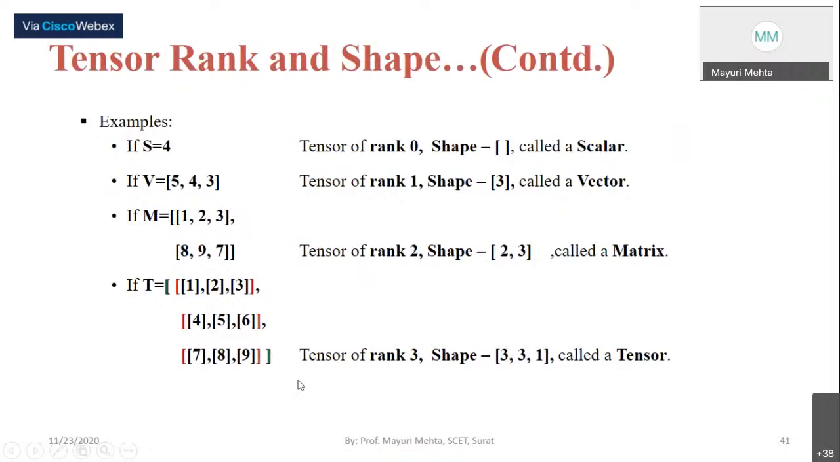This is a 3-dimensional array, so rank is 3. The green color represents the outer dimension. There are 3 elements in the outer dimension, enclosed by the red bracket, so it is 3. In the red bracket, which is the second dimension, there are 3 elements, so that is 3. The black represents the third dimension, and in that, 1 element is there. So 3, 3, 1 is the shape of this 3-dimensional tensor.